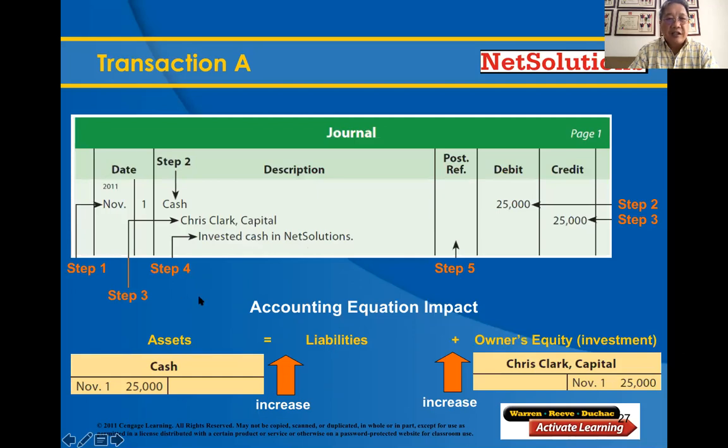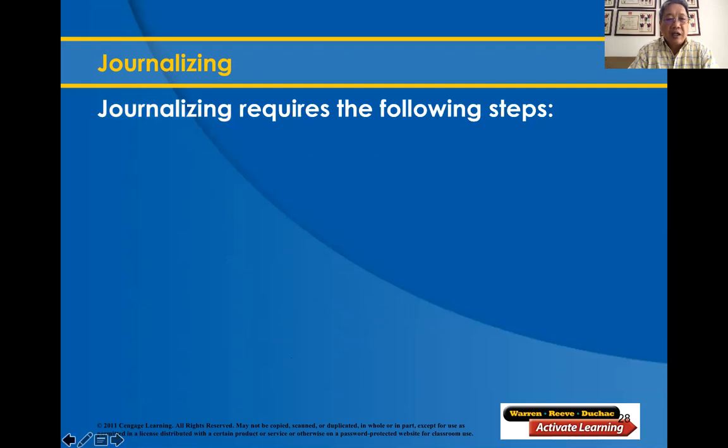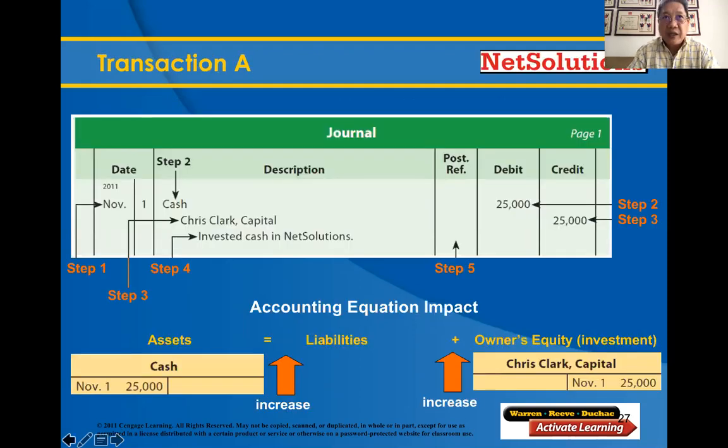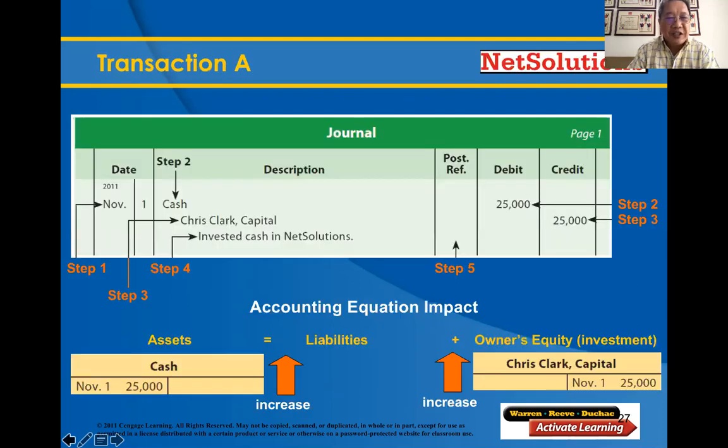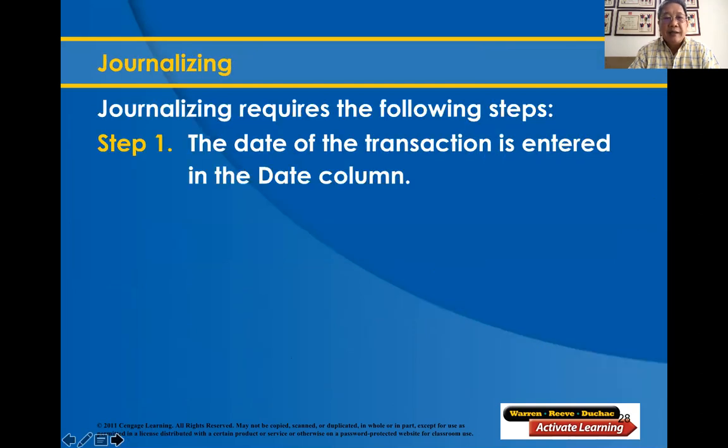Si Chris Clark yan. Alam naman natin na si Chris Clark yan because of the credit. Ano ginawa niya? Nag-invest siya ng cash in net solution. Nag-invest, naglagay ng pera. That is his personal investment to the business. Binagtanong nga pala yung difference ng bakit sa investment. Investment yan ni Chris Clark sa kanyang negosyo na Net Solutions. Okay.